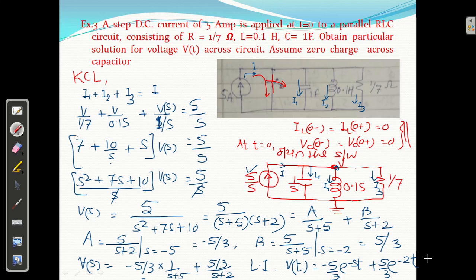Already this problem we have solved by the classical technique also. And you will observe that in place of the classical technique, this technique is very simple. Okay. So I am rubbing it and I will solve one more problem. So last problem I am going to solve.